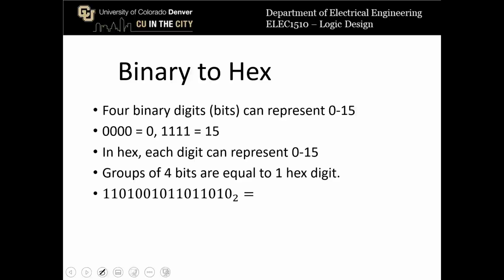So instead of grouping them by 3 to get to an octal number, we group them by 4 to get to a hex digit. So for example, let's take the number 1101, 0010, 1101, 1010, base 2, and group that into groups of 4 bits. So the first one is 1101, then 0010, then 1101, then 1010. And that comes out to be D2DA base 16. 1101 is 13 or D, 0010 is 2, 1101 again is 13 or D, and 1010 is 10 or A.